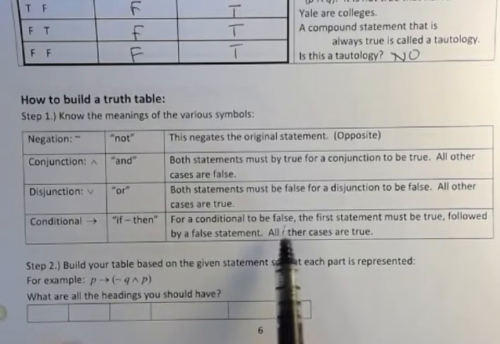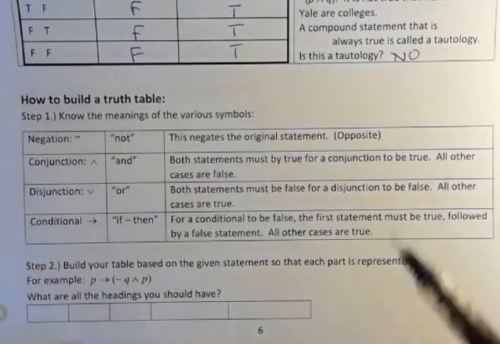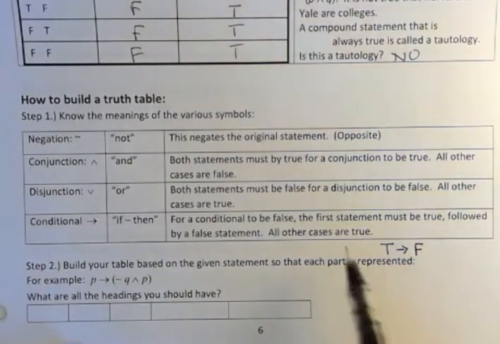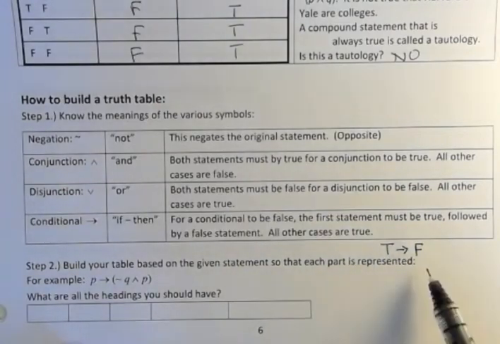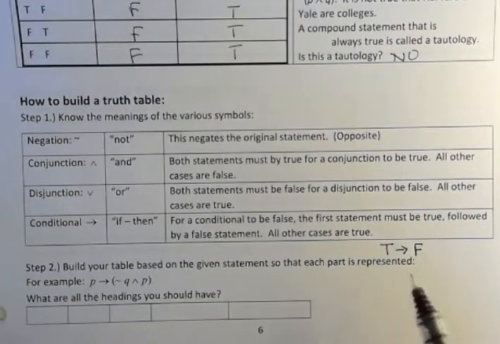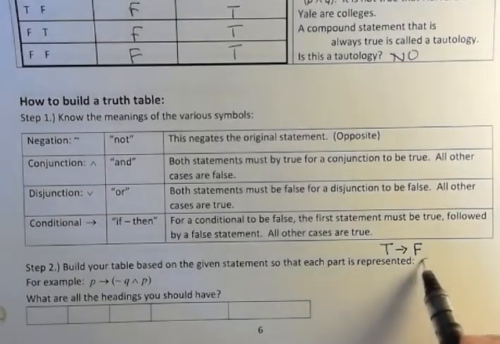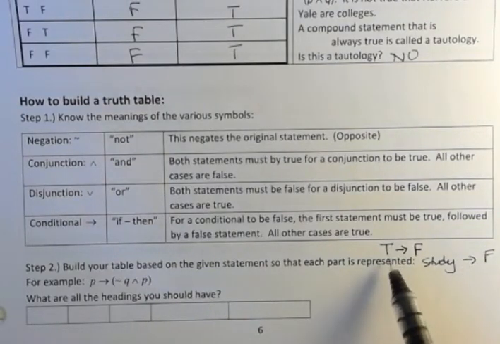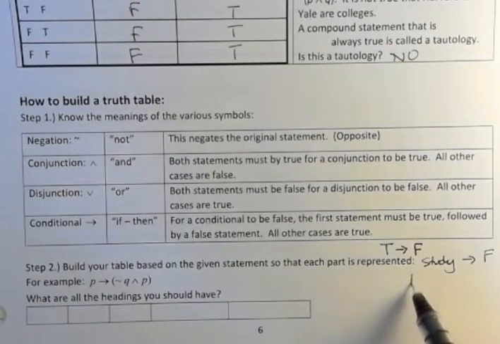For a conditional to be false, the only way you can get a false conditional is if you have a true followed by a false. The first statement has to be true followed by a false. All other cases are true. We'll talk about that a little bit. But the way to think about it is if I say, if you study, you will get an A. Well, if you study and you get an F, then I lied, right? You studied, but you didn't get the grade I said you would get. That's not true.